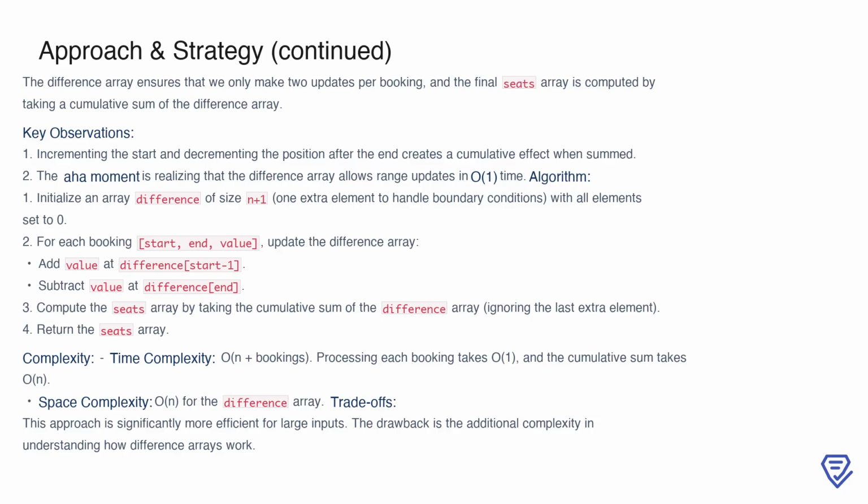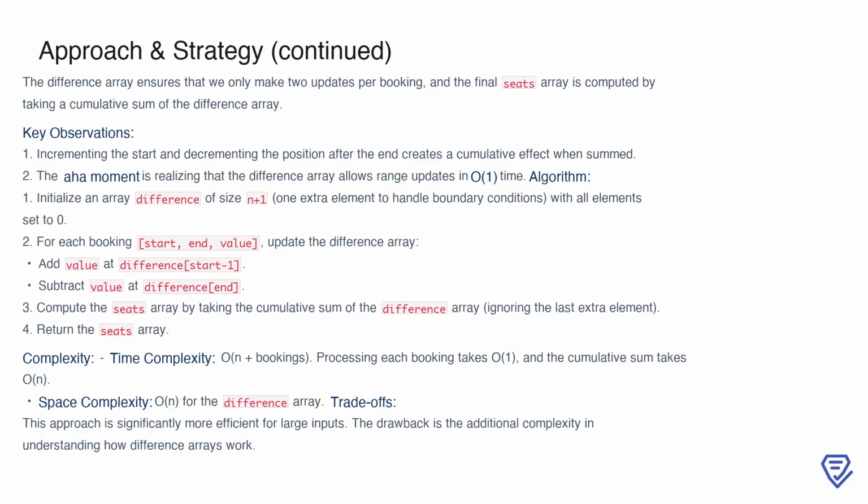the range size. For the implementation, we initialize a difference array with one extra element to handle boundary conditions. For each booking, we add the booking value at the start minus 1 index of the difference array and subtract the value at the end index. Once all bookings are processed, we compute the cumulative sum of the difference array to obtain the final result.